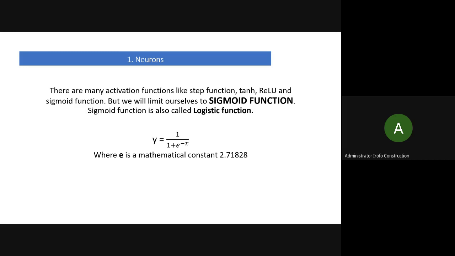The activation that we're going to use is called the sigmoid function. That's the formula for the sigmoid function, the one you're seeing on the screen. The sigmoid function is just y equals 1 over 1 plus e to the negative x. The x in it is just a signal that we pass through it. Any signal you pass through it, it will transform that signal and give us an output.